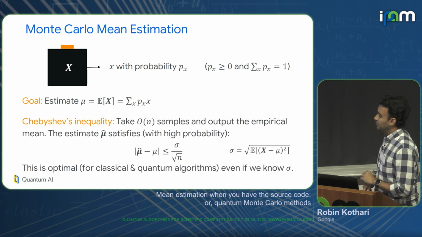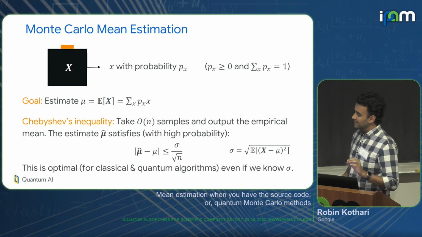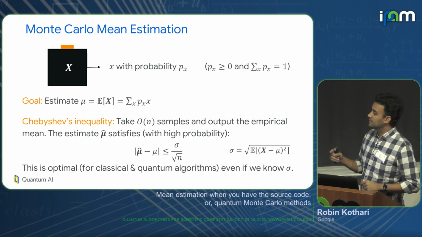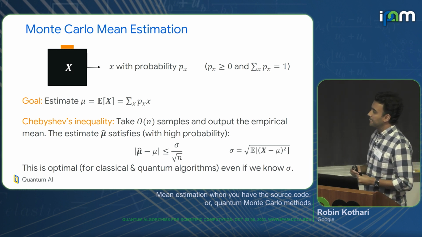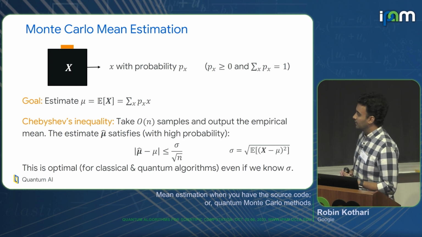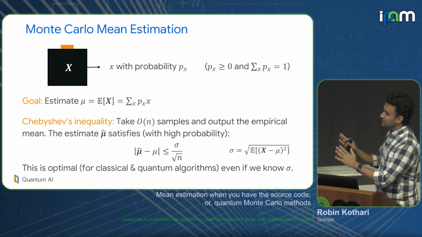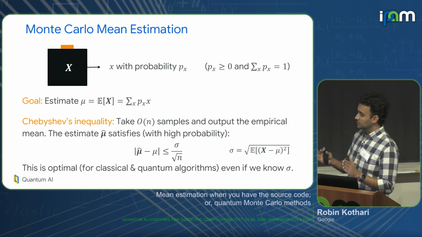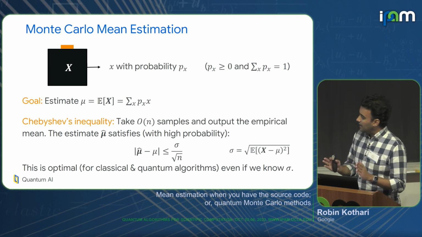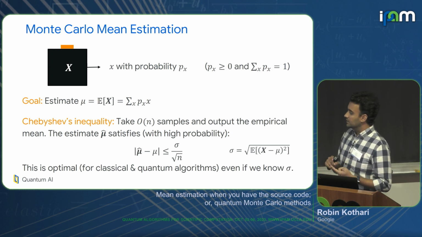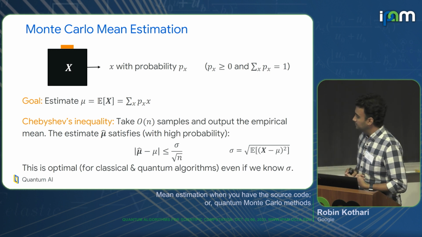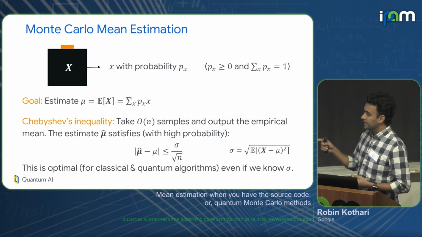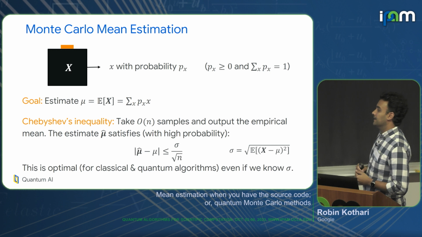Chebyshev's inequality says that if you take around order n samples and output the empirical mean, which is just the average of the numbers you see, the estimate mu hat will, with high probability, be close to the correct answer you wanted, and the error will be sigma divided by root n, where sigma is the standard deviation of this random variable, and n is the number of samples you took.